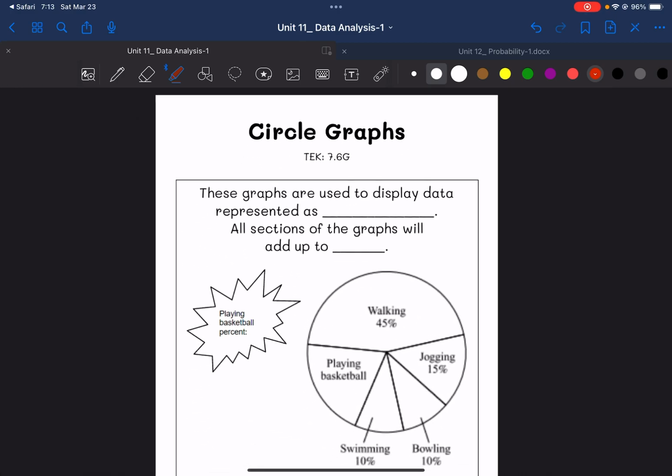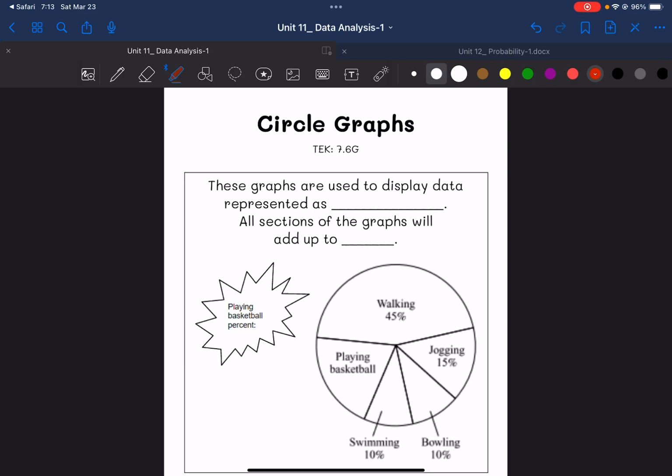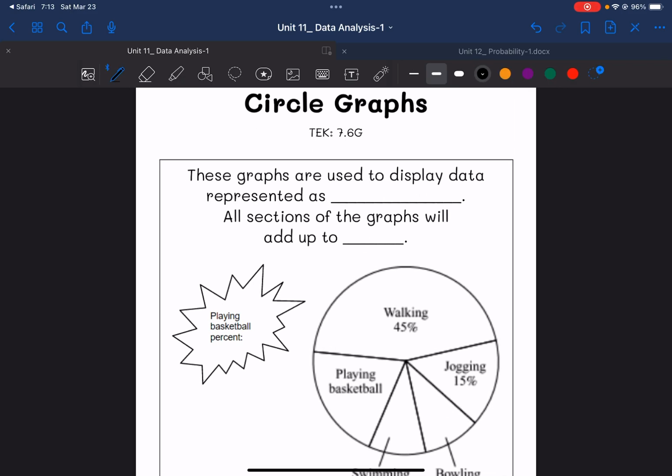Okay, we're going to talk about circle graphs now, okay? So when it comes to circle graphs, these graphs are used to display data represented as percents, okay? All sections of the graph add up to 100%.